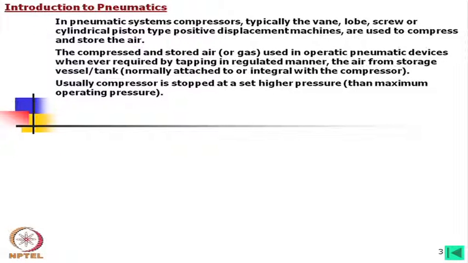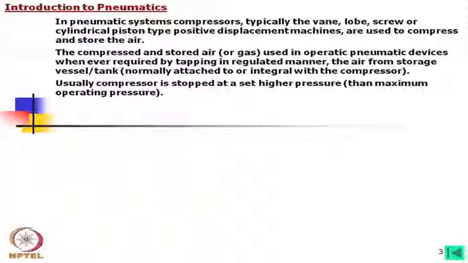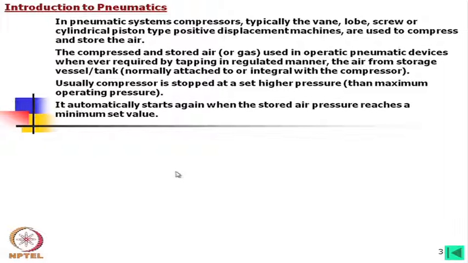Usually, the compressor is stopped at a set higher pressure than the maximum operating pressure. Say, for example, you are using pneumatic systems in your workshop or in industry, for machines where the maximum is 1.5 megapascal. Maybe you are storing that air inside the reservoir at 2 megapascal. It automatically starts again when the stored air pressure reaches a minimum set value.